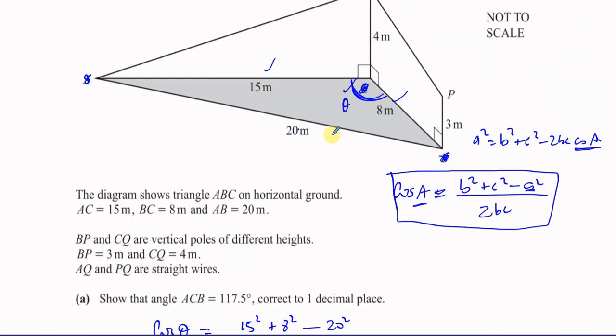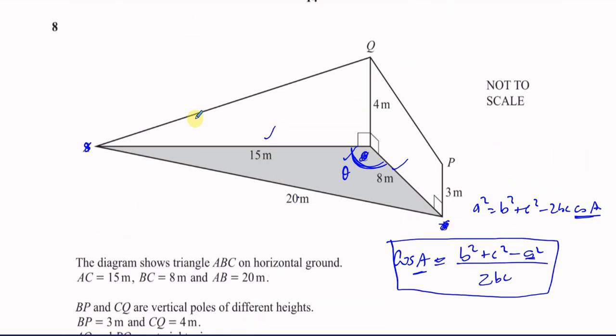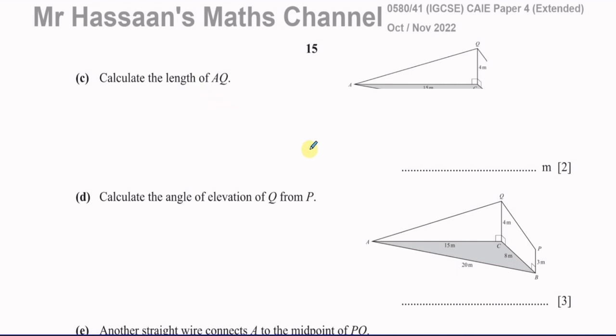So this is quite simple. It's just about this shape on the floor. So we haven't really got into the 3D part yet. Now, the next part of the question is question number 8, part C. It says, calculate the length of AQ. AQ is this length over here.